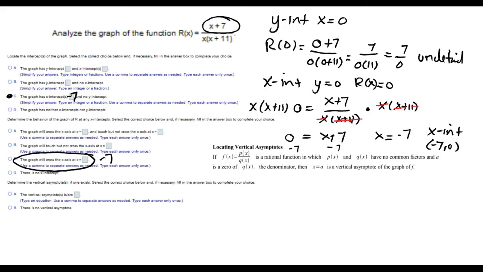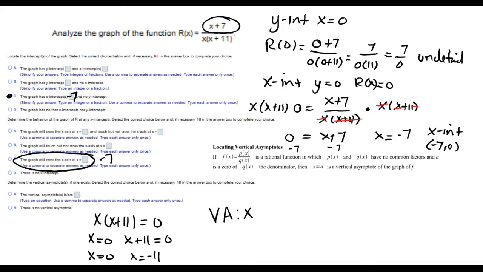The next part says determine the vertical asymptotes. For the vertical asymptote, you want to make sure our function is in lowest terms, which it is, and then we're going to set our denominator equal to 0. So our denominator is x times (x plus 11), setting each factor equal to 0. We get x equals 0 and x plus 11 equals 0, so x equals 0 and x equals negative 11. So we're going to have vertical asymptotes at x equals 0 and x equals negative 11.